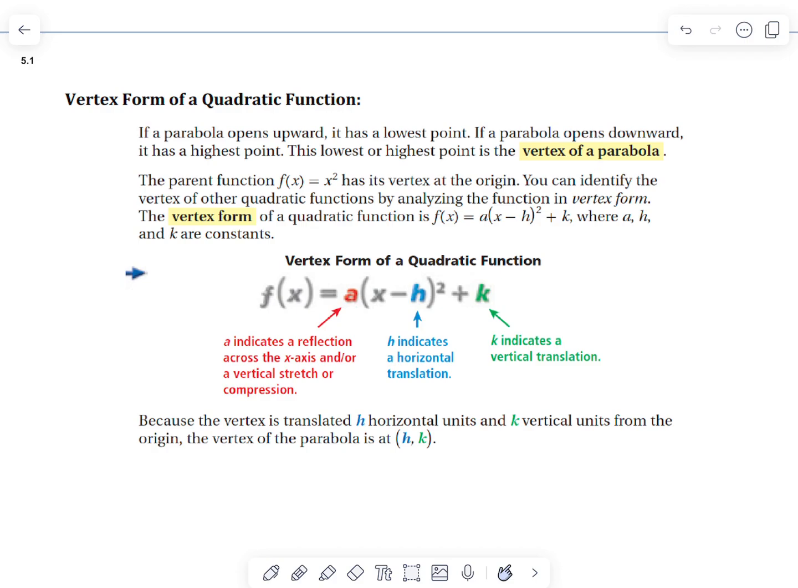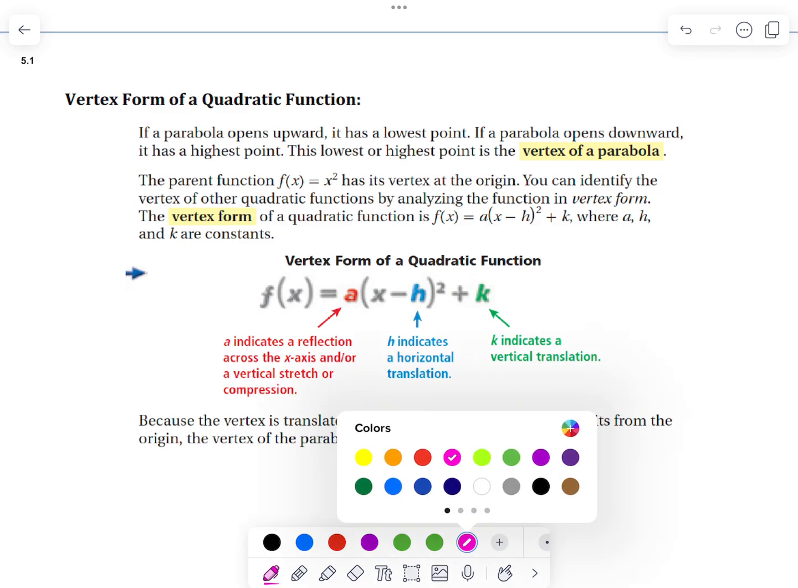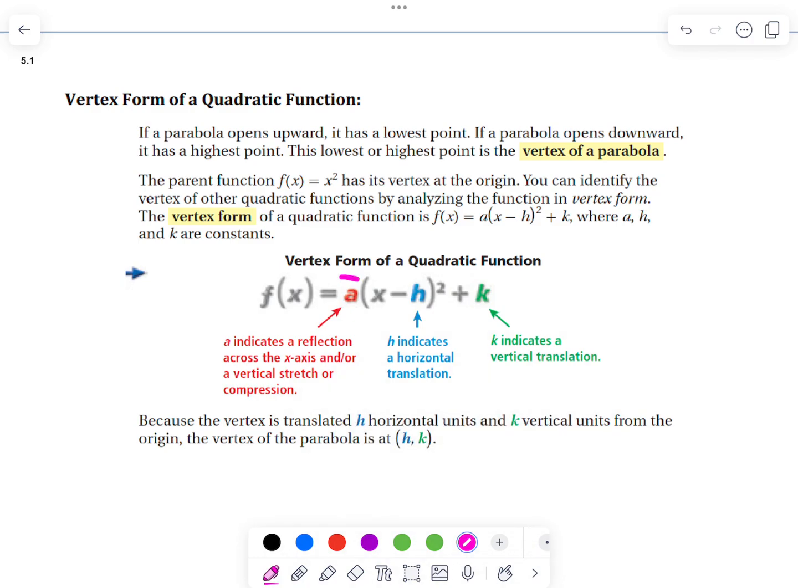All right, vertex form of a quadratic function. There are three important pieces to a vertex form. The first piece, the A, right here, tells us a couple things. It tells us if we have a reflection about the x-axis and if it's going to stretch or compress vertically.